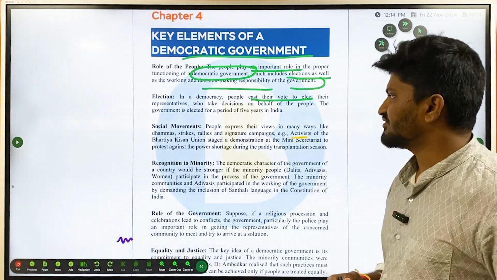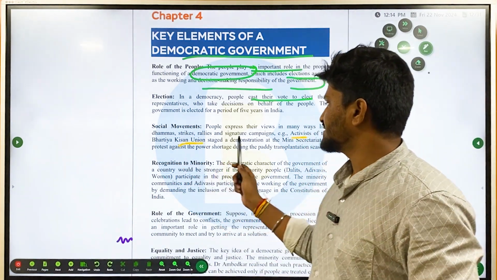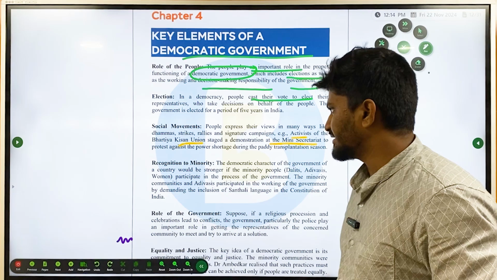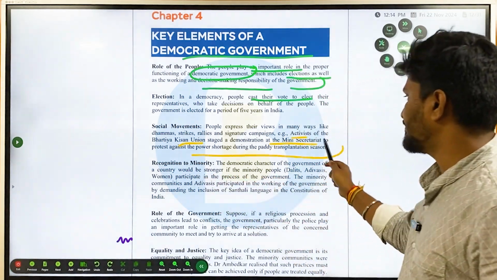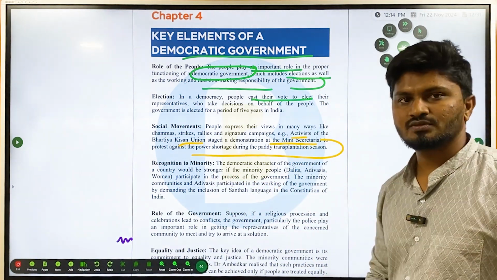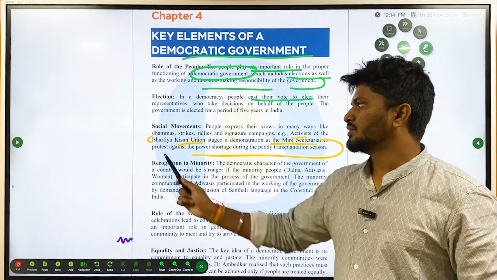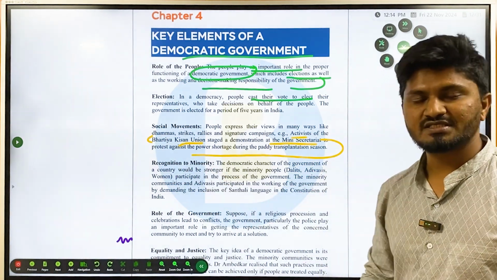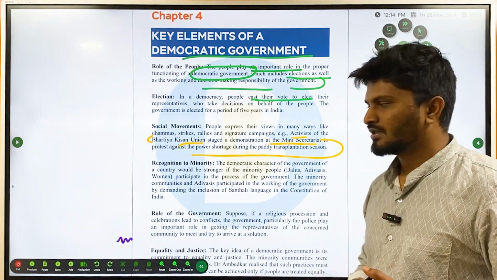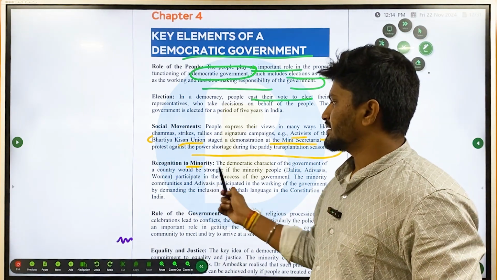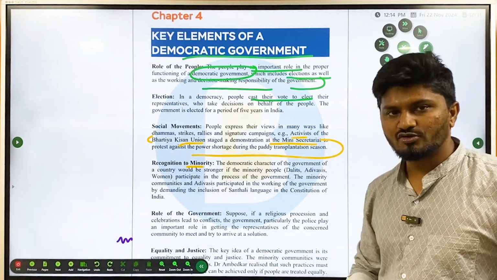Examples: activists of the Bharatiya Kisan Union staged a demonstration at the mini secretariat to protest against the power shortage during the paddy transplantation season. So these are certain ways of expressing your dissatisfaction with the government. And then another key element of democracy is recognition of minorities.